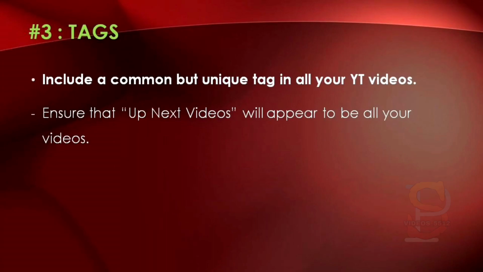Another purpose of including common but unique tags in all your YouTube videos is that it ensures the up next videos will appear to be all of your videos. YouTube has this function where it will prompt a list of recommended videos that are related to the current video the user is watching. Therefore, when you optimize your tags in your YouTube videos, you're also connecting the relevance of all of your videos one to another. This way you can ensure that the, quote, up next videos will all be your own videos, and your audience is prompted to watch all of your videos instead of your competitors.